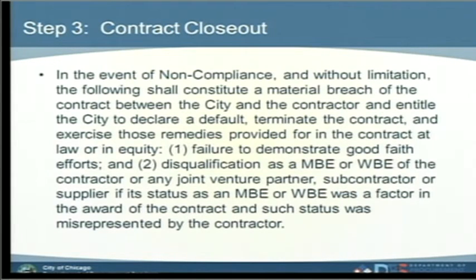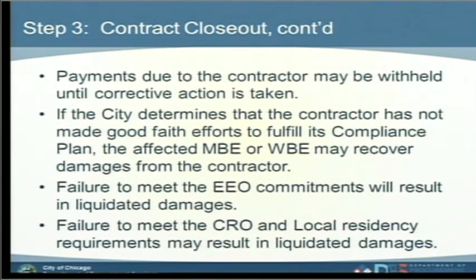Second is disqualification as an M or W of the contractor or any joint venture partner, subcontractor, or supplier if its status as an M or a W was a factor in the award of the contract and such status was misrepresented by the contractor. So don't be playing funny business. Step 3, contract closeout.